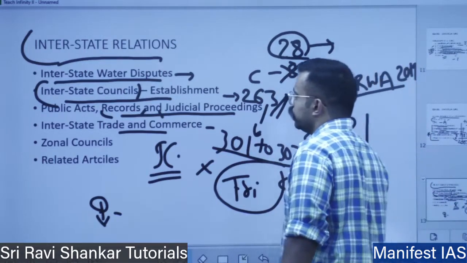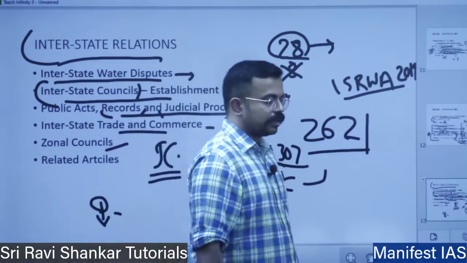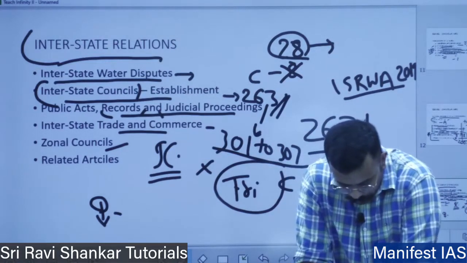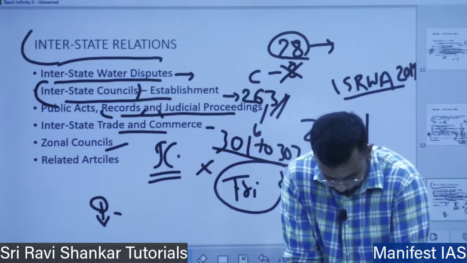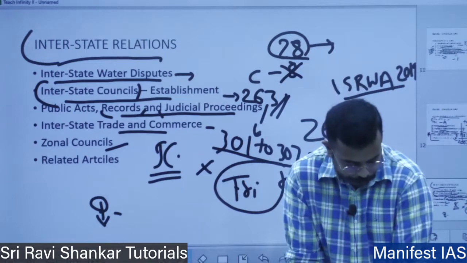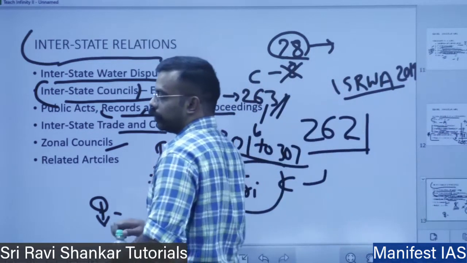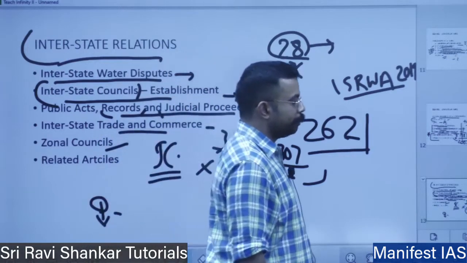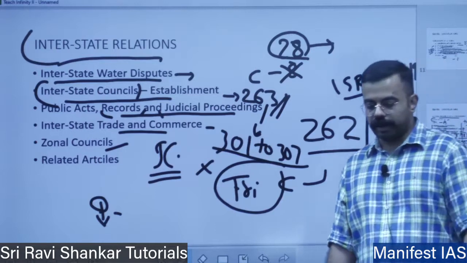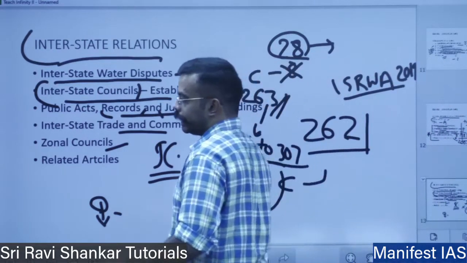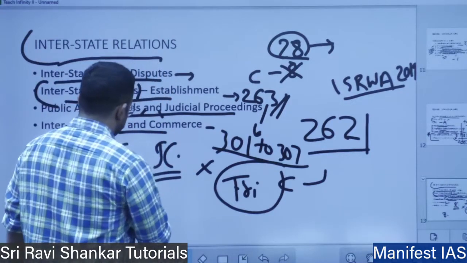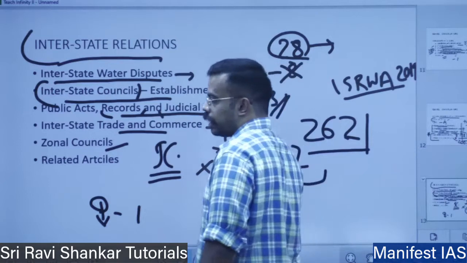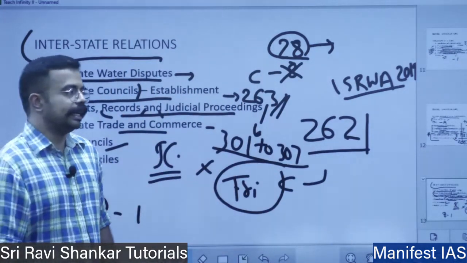Next comes the concept of zonal councils. I already said there are zonal councils. Who heads these zonal councils? Is there any constitutional backing for these zonal councils? We don't have any constitutional backing for zonal councils. What we have is statutory backing. What is the statutory backing? The States Reorganisation Act 1956, via which many states were formed in India.